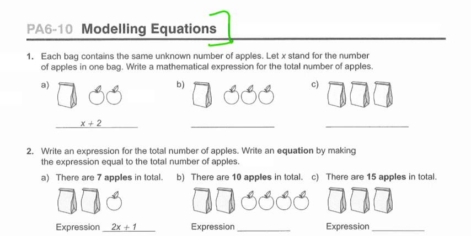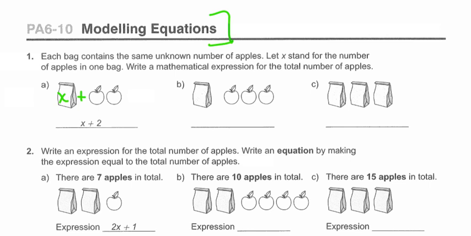Number 1, each bag contains the same unknown number of apples. Let x stand for the number of apples in one bag. Write a mathematical expression for the total number of apples. So we don't know how many are in here. To make the mathematical expression, we're simply going to say x plus 2.